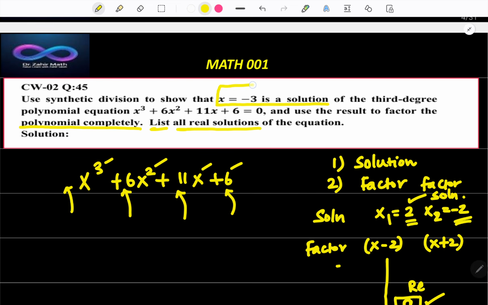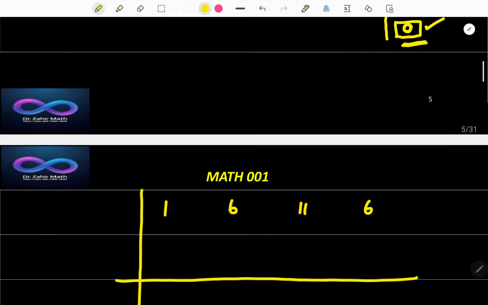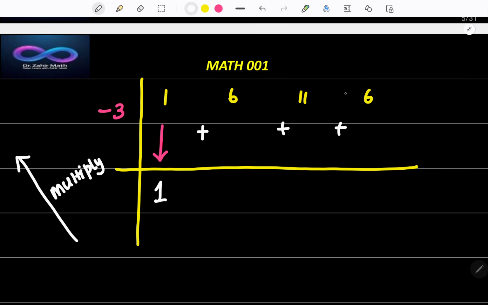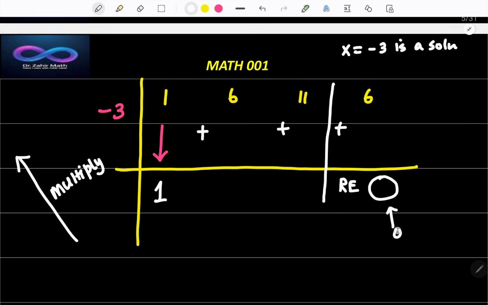Now it is given x is equal to minus 3. Directly you have to take, no change. Just put minus 3 here. Take this number first. Okay, right. So when I take here, this is 1. This side what I said? Multiply. Okay, afterwards, what I said this side, you're going to add. And the last one what I said? The remainder, right? Yes, what is the question? Check x is equal to minus 3 is the solution. If the last one, if you get 0, then x is equal to minus 3 is a solution.